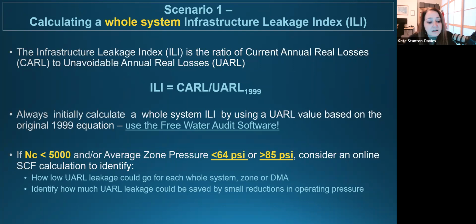What that SCF calculation will do is it will show you how low your UARL leakage could go for your whole system, or a zone or a DMA within a whole system. And it will show you how much UARL leakage you could save by reducing operating pressure by small amounts. We're going to see some examples of this coming up. So that's the first scenario, which is really important. Calculate an ILI. This is for comparisons between utilities using the standard 1999 equation.